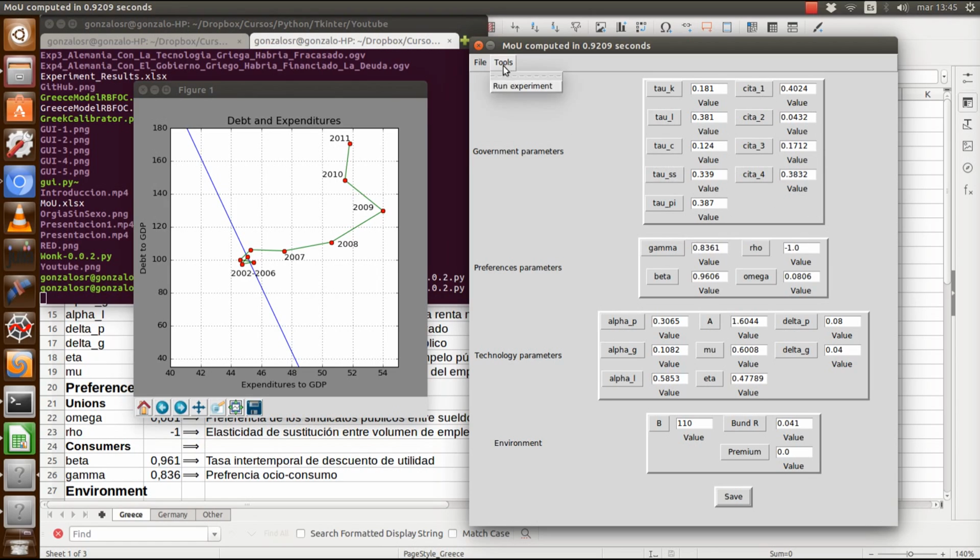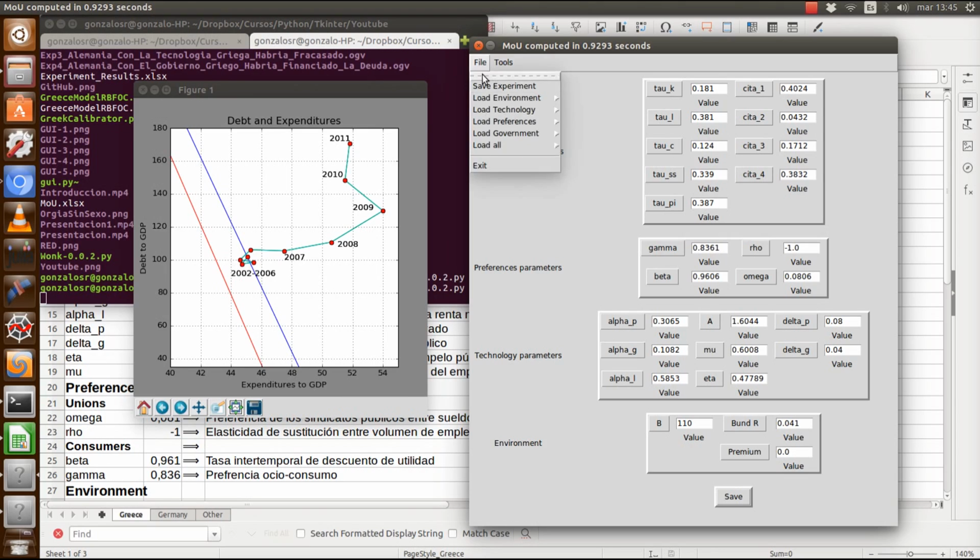Now we can run the experiment again, and in running this experiment, in almost one second, what we observe is that Greece with the German code would have been incapable of financing its expenditures in the good years. So this is a clear indication that this is not the solution.